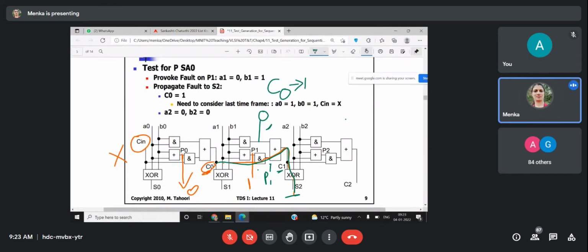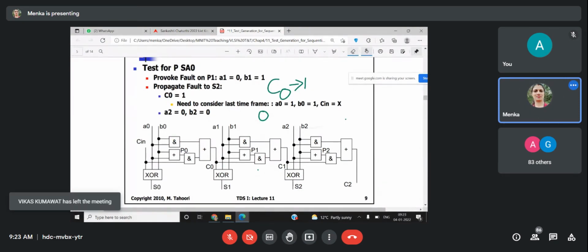So let us start. First target is C0 = 1, right? And C0 is here. C0 = 1 is my first target. For this, what do I need to do? I don't know what my C in is, right? C in अगर मुझे नहीं पता है, so how will I make C0 1?